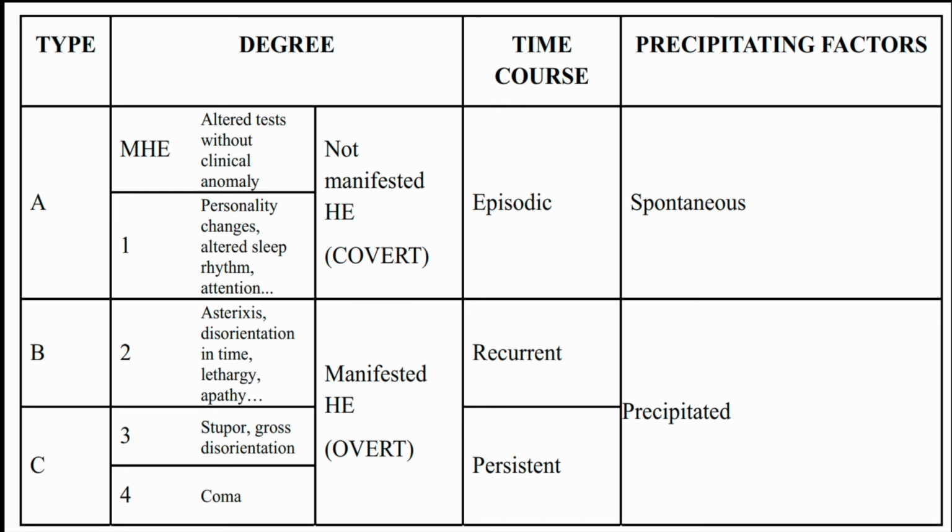But B and C are something which is more associated with the precipitating factor. It can be recurrent or persistent, and it is usually overt. Here you have a disorientation which you do see in the patients. They have lethargy, apathy, asterixis, and finally if it progresses it can lead to frank stupor, gross disorientation, and even coma. So in this presentation what we are going to deal with is the 3 and 4, how to treat this group of patients when they present to the ICU.